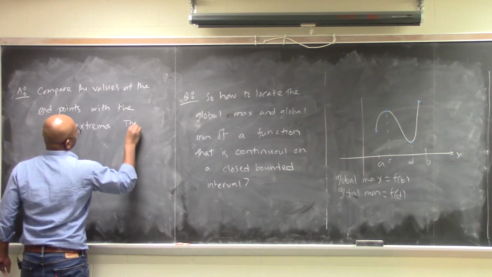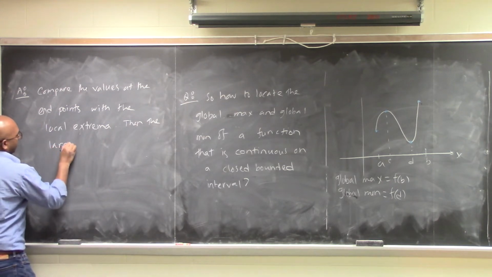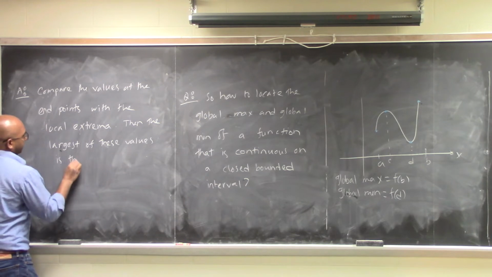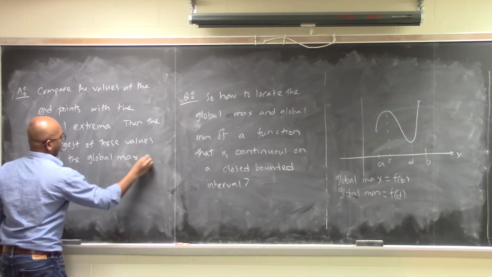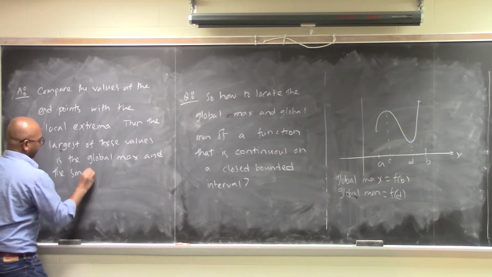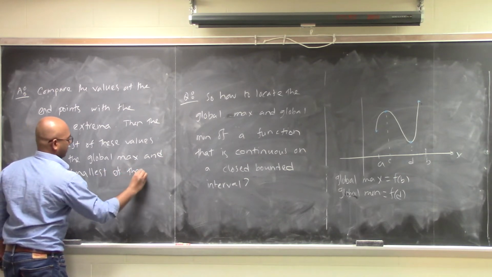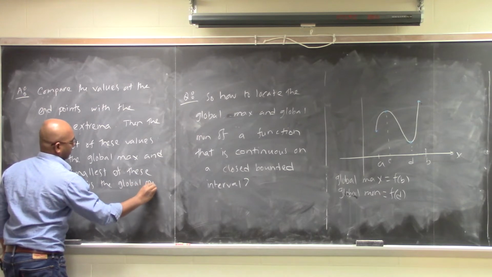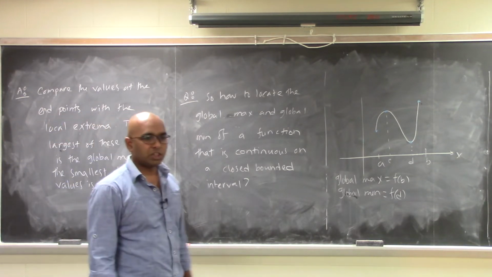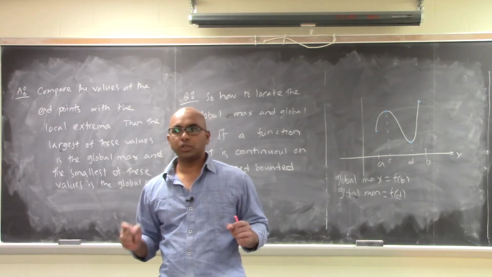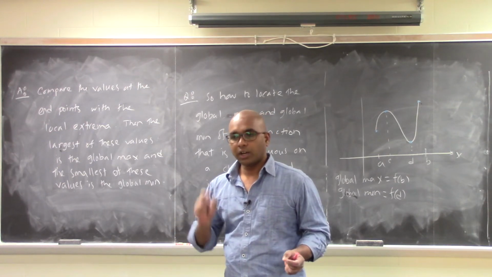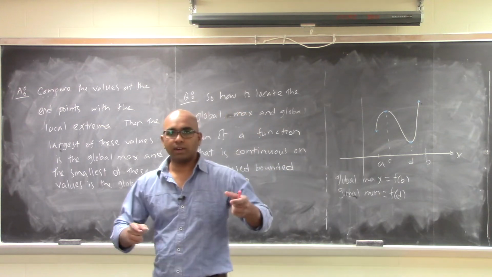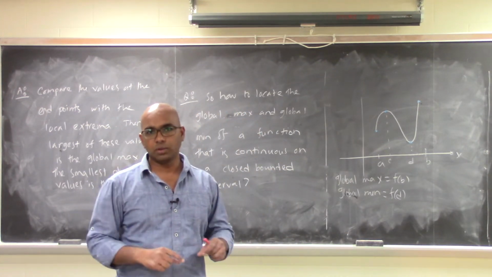Okay, then the largest of these values is the global max, and the smallest of these values is the global min. There you go. So in order to get the global max or global min, all we need to do is locate where we have the local max or local min, because the endpoints are pretty easy, right? You just plug in those values. Suppose your function is defined on the interval 0 to 5. You just plug in 0 and plug in 5. Those are easy to get.